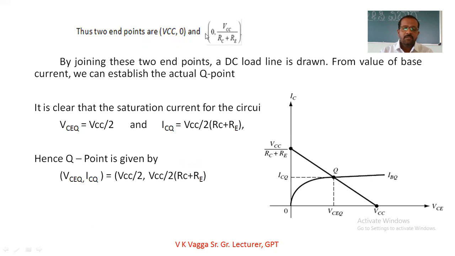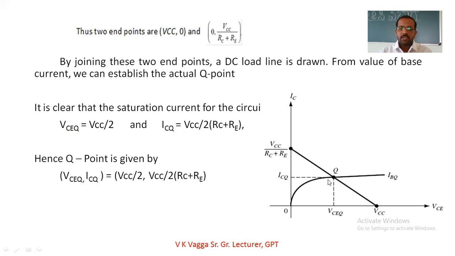If these points are represented on the graph of VCE versus IC, this point represents VCC comma 0, and this point represents 0 comma VCC divided by RC plus RE. If I draw the line between these two points, this itself acts as the DC load line. If I take exactly the middle point with respect to some base current, VCEQ is exactly half of VCC. So VCEQ is equal to VCC divided by 2.